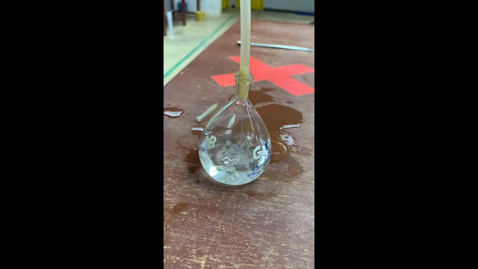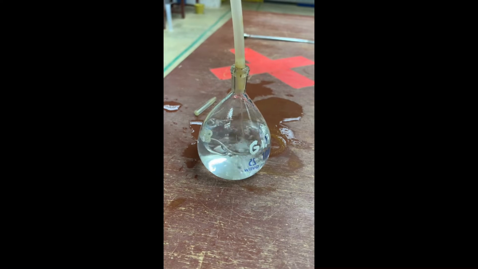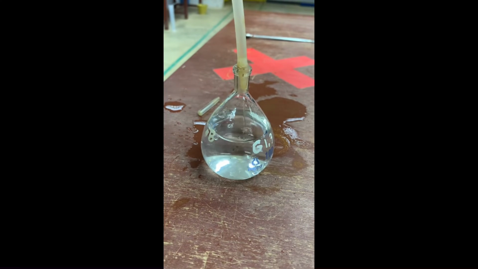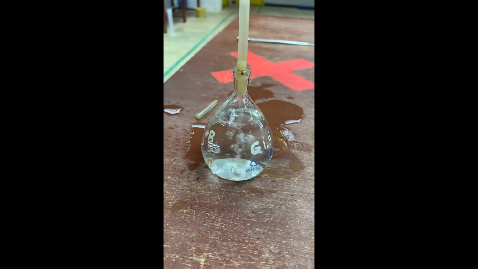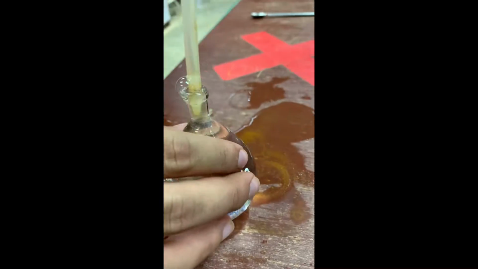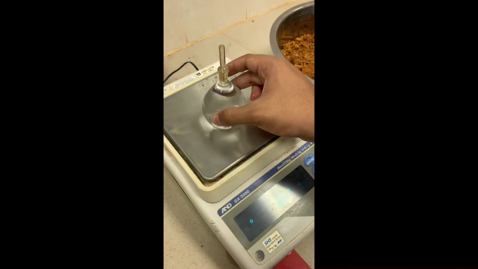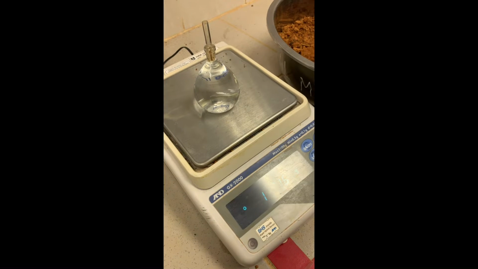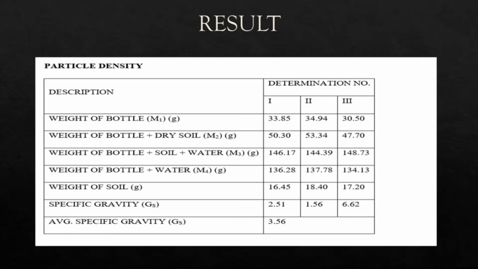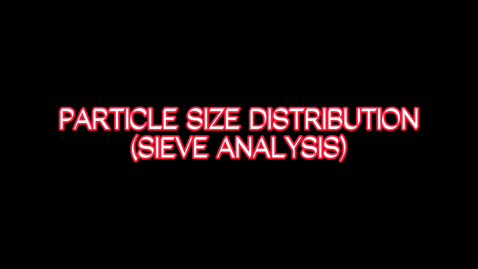After recording the mass, I remove the soil until clean, and then pour the distilled water until full. After that, record the mass for M4. As you can see, this is the result that I get from my experiment. Okay, let's go for the next experiment, which is particle size distribution by using the sieve analysis method.